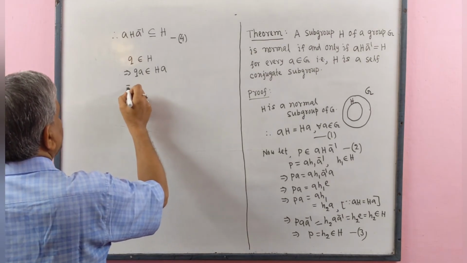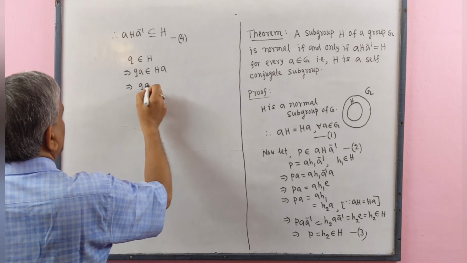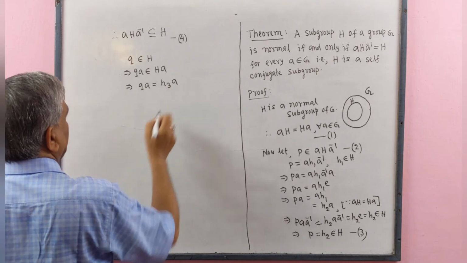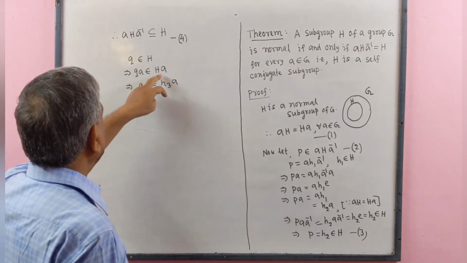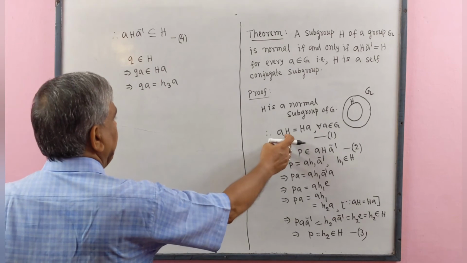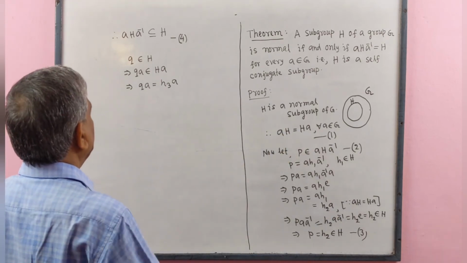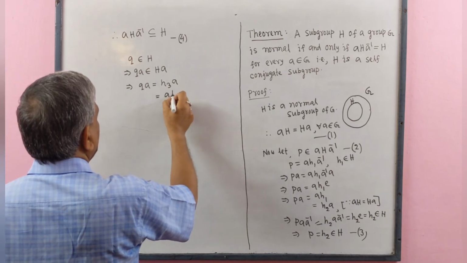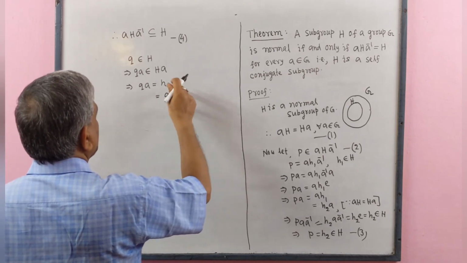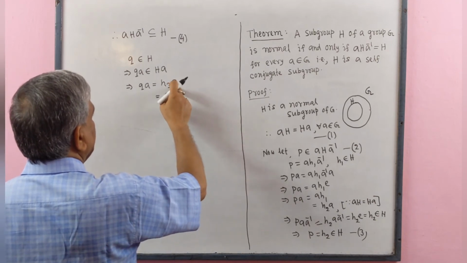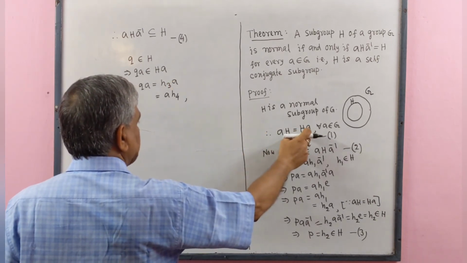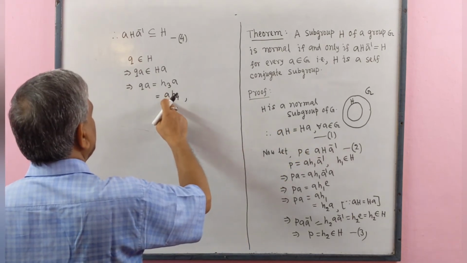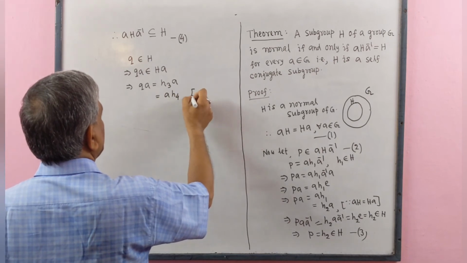Therefore, QA will be of the form H3A. Since HA equals AH, we may write this as AH4, because this element in HA must be equal to an element in AH. That element is AH4.